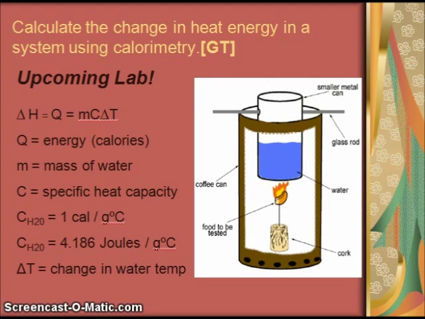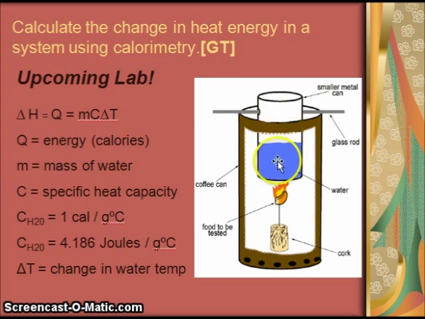In an upcoming lab, we will be using the technique called calorimetry to determine the caloric content of a number of different food samples. In order to do this, we will be finding the enthalpy or the heat change for the foods. This is sometimes called Q. We'll calculate that using this equation, mc delta T. Again, Q stands for energy, which we'll measure in calories.